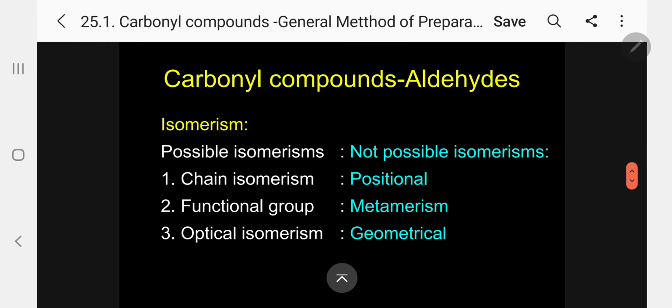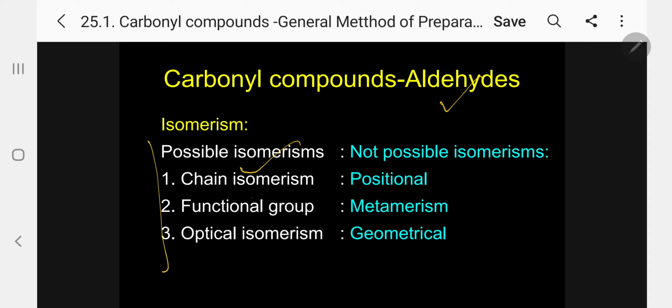Next chapter, isomerism. We know already. What is isomerism? Compounds containing the same molecular formula but different physical and chemical properties are called isomers, and the phenomenon exhibited by these isomers is called isomerism. Let me take specifically aldehyde first, then I will discuss ketone. Under aldehyde, what isomerism is possible?